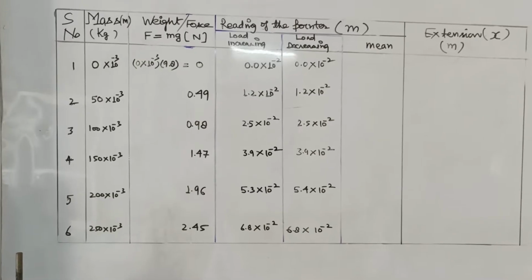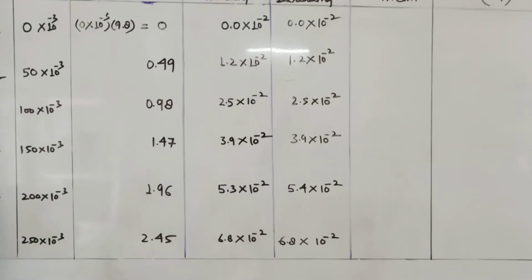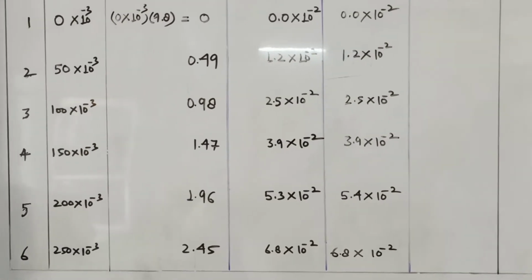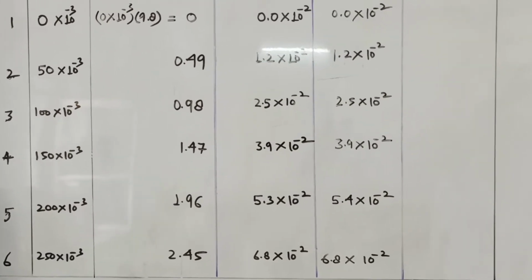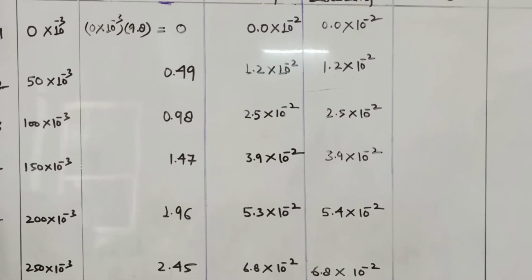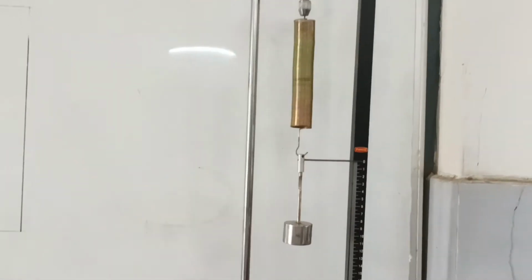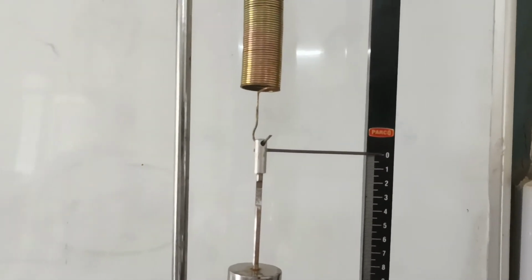In this way, all the readings in decreasing order are also completed. You can see that only one variation was there. For 200 gram we received 5.4 instead of 5.3, so there is a very small change. The spring is almost perfect because during Corona it was not used, so it's functioning well. There is nothing wrong with it.